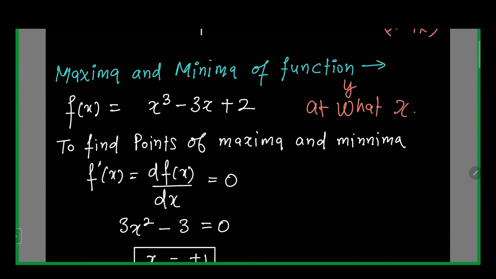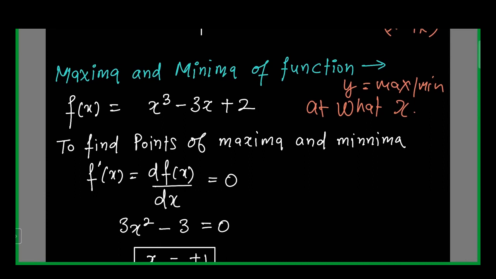Your Y is maximum or minimum. So you are putting different values of X and your Y is increasing or decreasing, whatever it is doing. So there will be some values of X where your Y will be maximum, and there will be some values of X where Y will be minimum. So how do you do this?